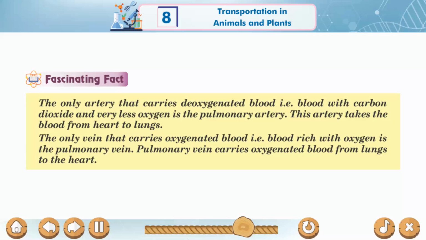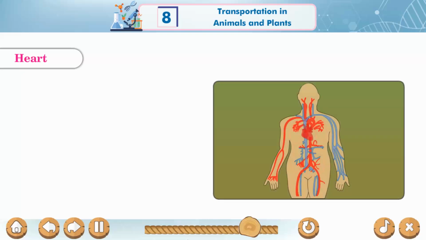Fascinating fact. The only artery that carries deoxygenated blood, that is blood with carbon dioxide and very less oxygen, is the pulmonary artery. This artery takes the blood from heart to lungs. The only vein that carries oxygenated blood, that is blood rich with oxygen, is the pulmonary vein. Pulmonary vein carries oxygenated blood from lungs to the heart. Heart.